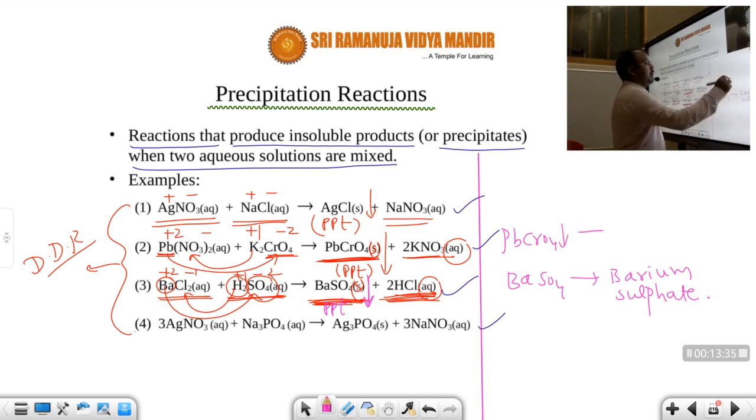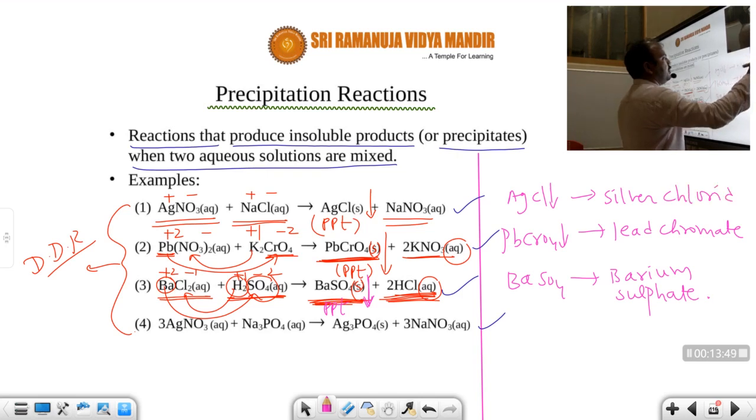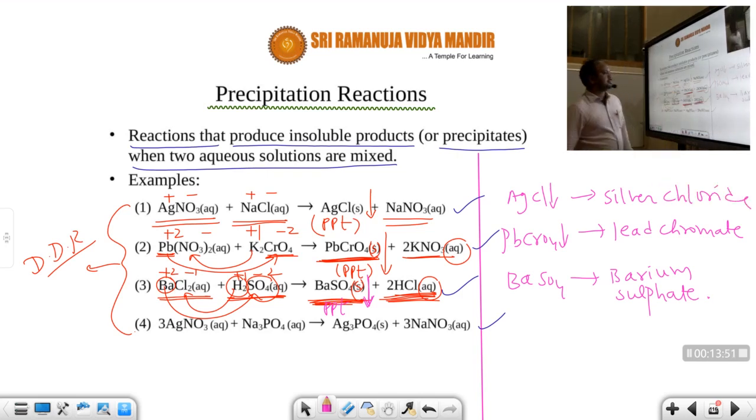Second example, lead chromate. Take a look at the first example, AgCl, it is also a precipitate. Silver chloride, all are precipitates. So all are precipitates. Fourth example, silver nitrate aqueous reacts with sodium phosphate.